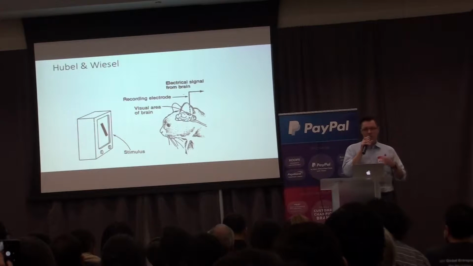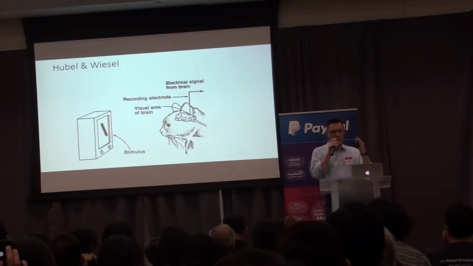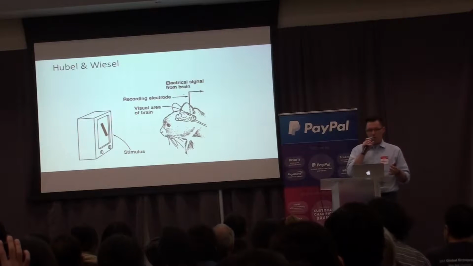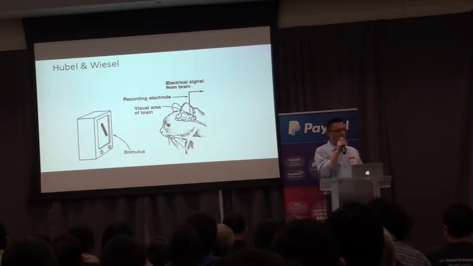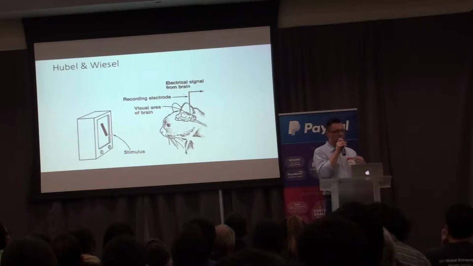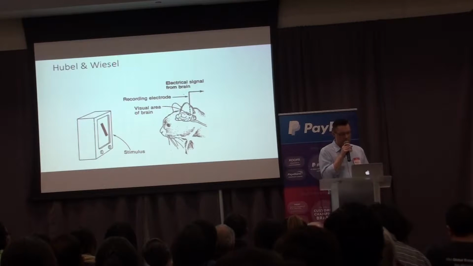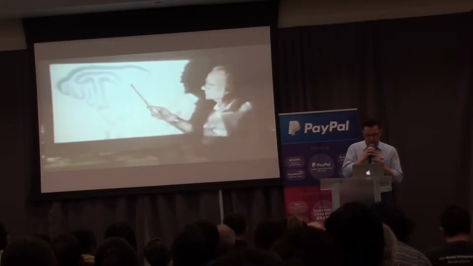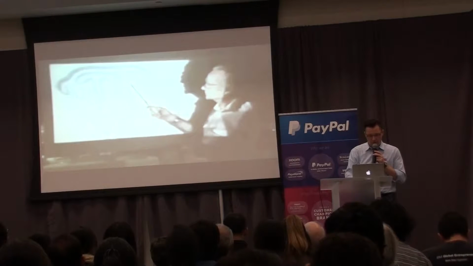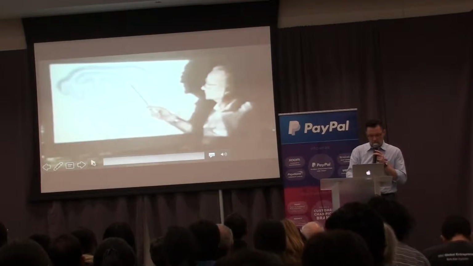And then they started showing different dots, pixels, lines, different shapes to the cats. And they were trying to figure out which neurons fire depending on what they show. So what's the correlation between the image that they show and which neurons fire? And I have this one minute video, which describes it really well. I hope you'll hear the sound.